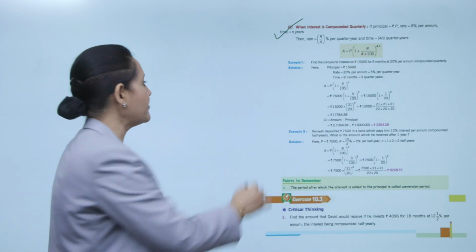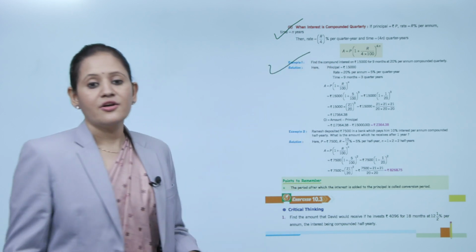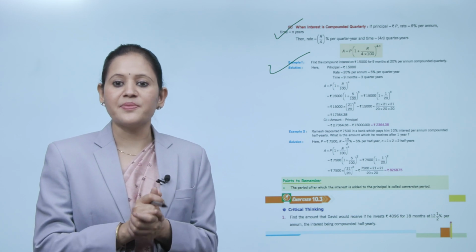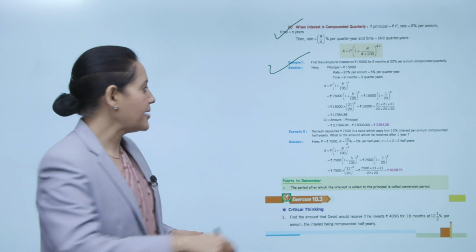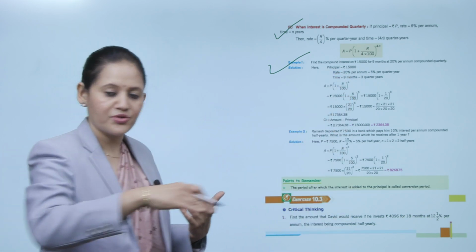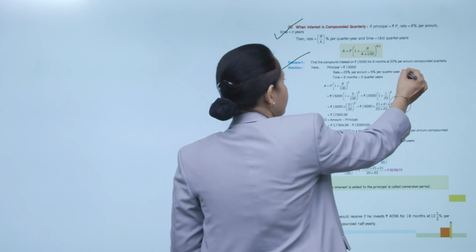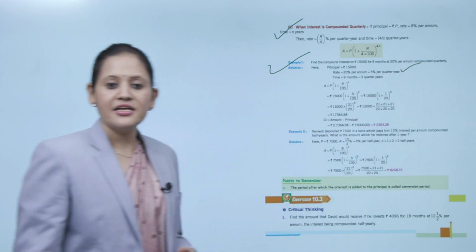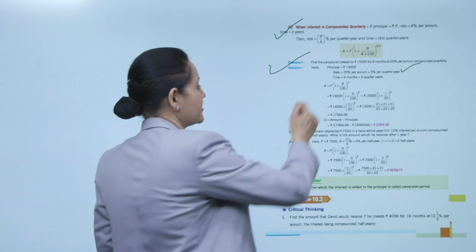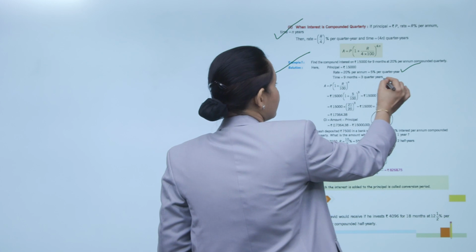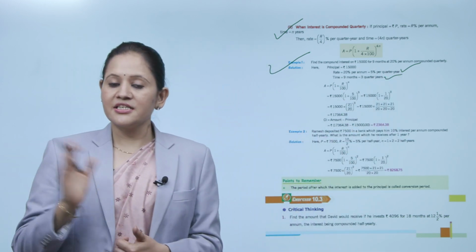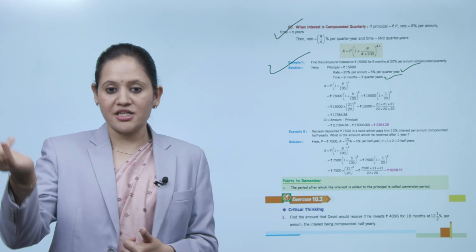Now we will take an example. Find the compound interest on rupees 15,000 for 9 months at 20% per annum compounded quarterly. Quarterly, principal given 15,000, rate of interest 20%, divided by 4 will be 5% per quarter year. Clear? Time will be 9 months, 9 into 4 is 36, means 3 quarter years. Clear? 36 months means how many years? 3.